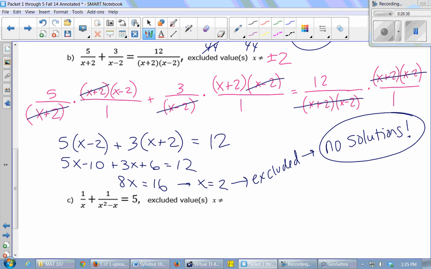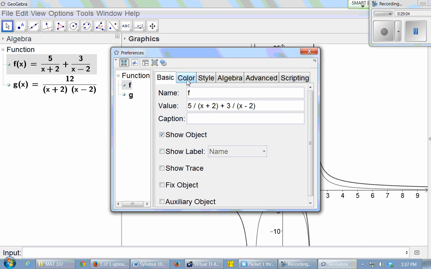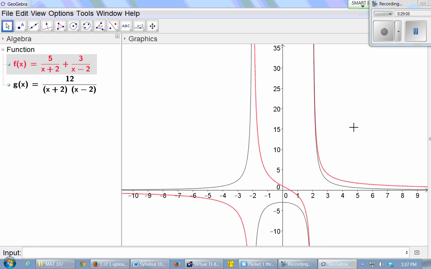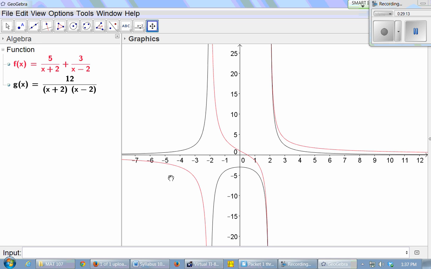So that means if I graph the left side of this equation and I graph the right-hand side of this equation, they'll never touch. They never intersect. Let's look at them, because that might be interesting. So there, I've got them both graphed, but it's hard to tell which one is which. So I'm going to click on this one and go Object Properties and just make it red. So I have a red graph and a black graph, and they never touch.